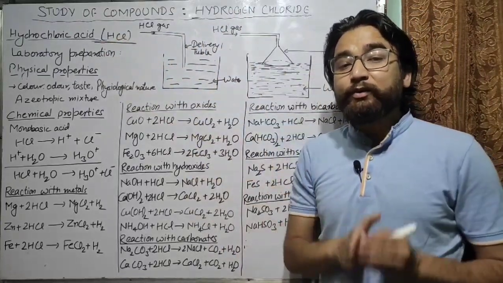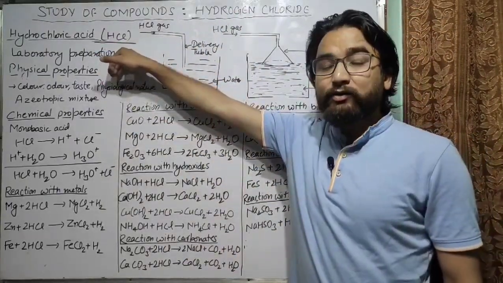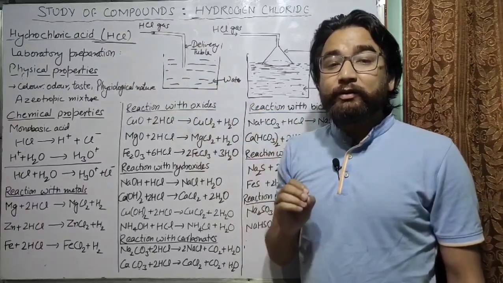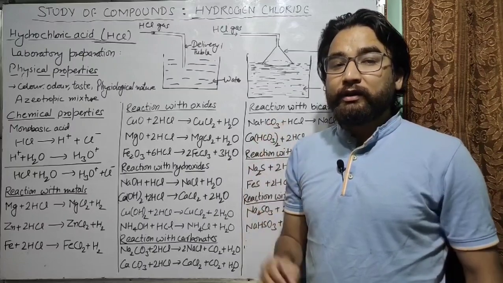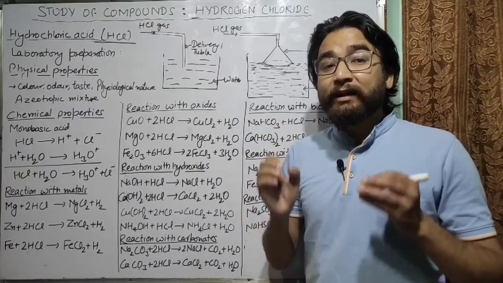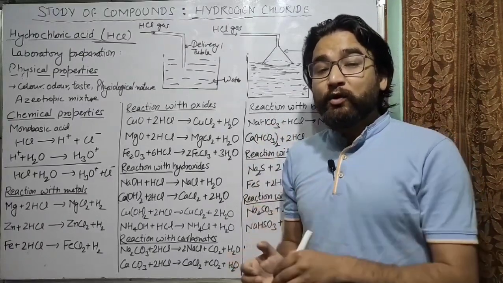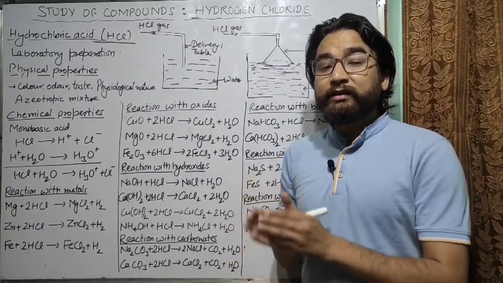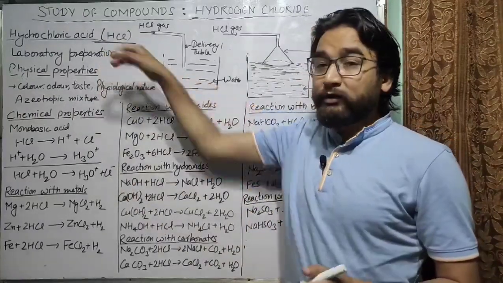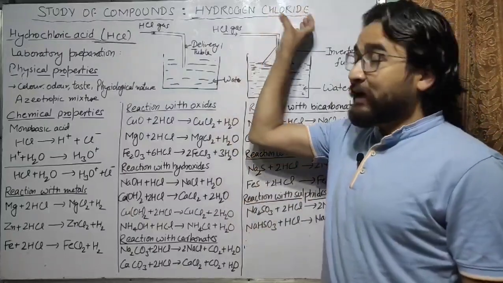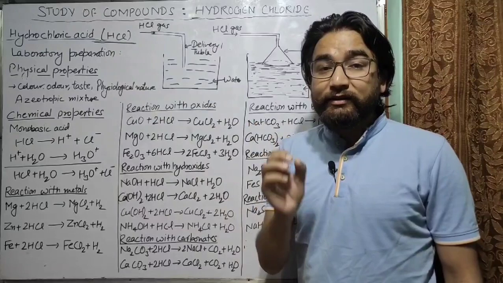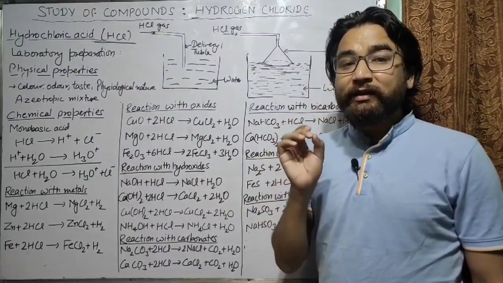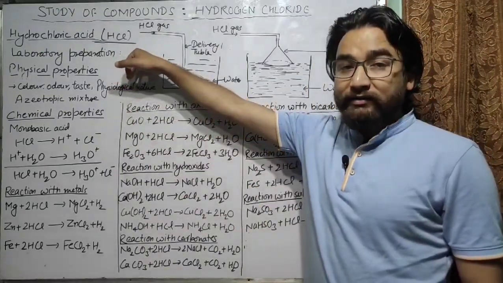So first of all we have to understand what hydrochloric acid is. Hydrochloric acid is the aqueous solution of hydrogen chloride. It means if you add hydrogen chloride gas to water, then it will result in the formation of hydrochloric acid. So you can say that aqueous hydrogen chloride is called hydrochloric acid. This is the difference between hydrogen chloride gas and hydrochloric acid.